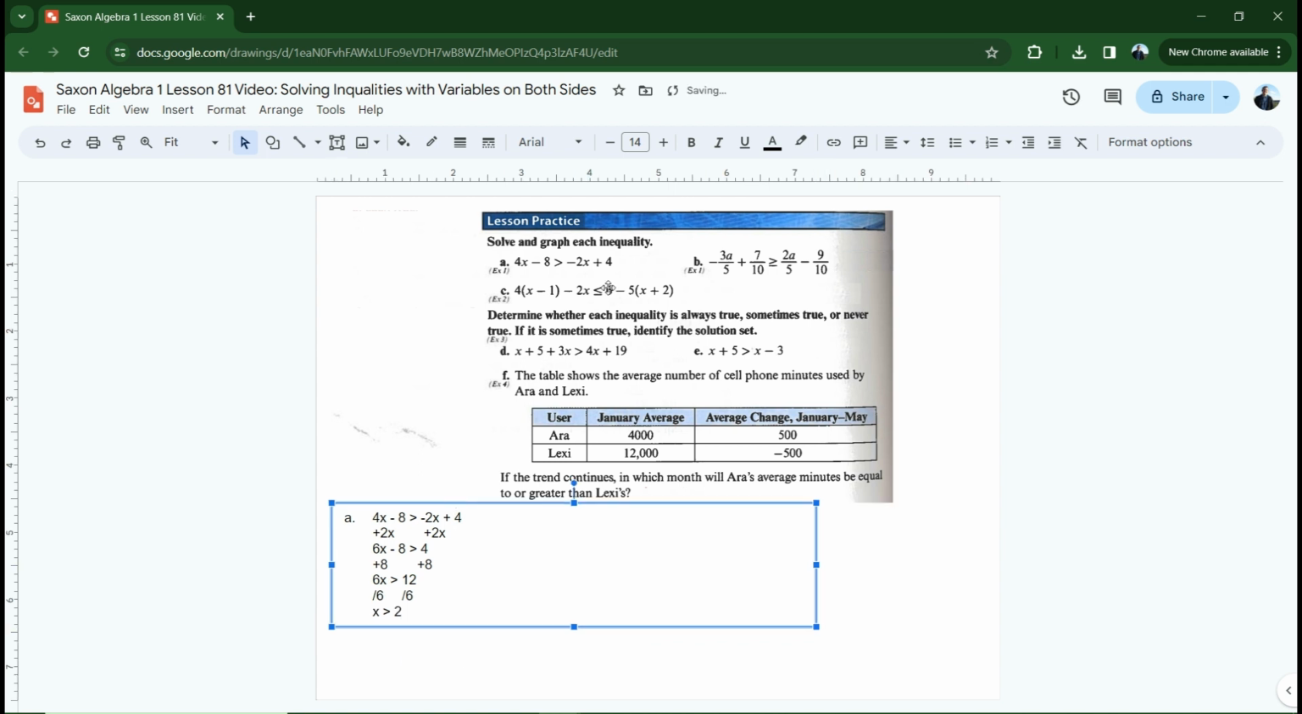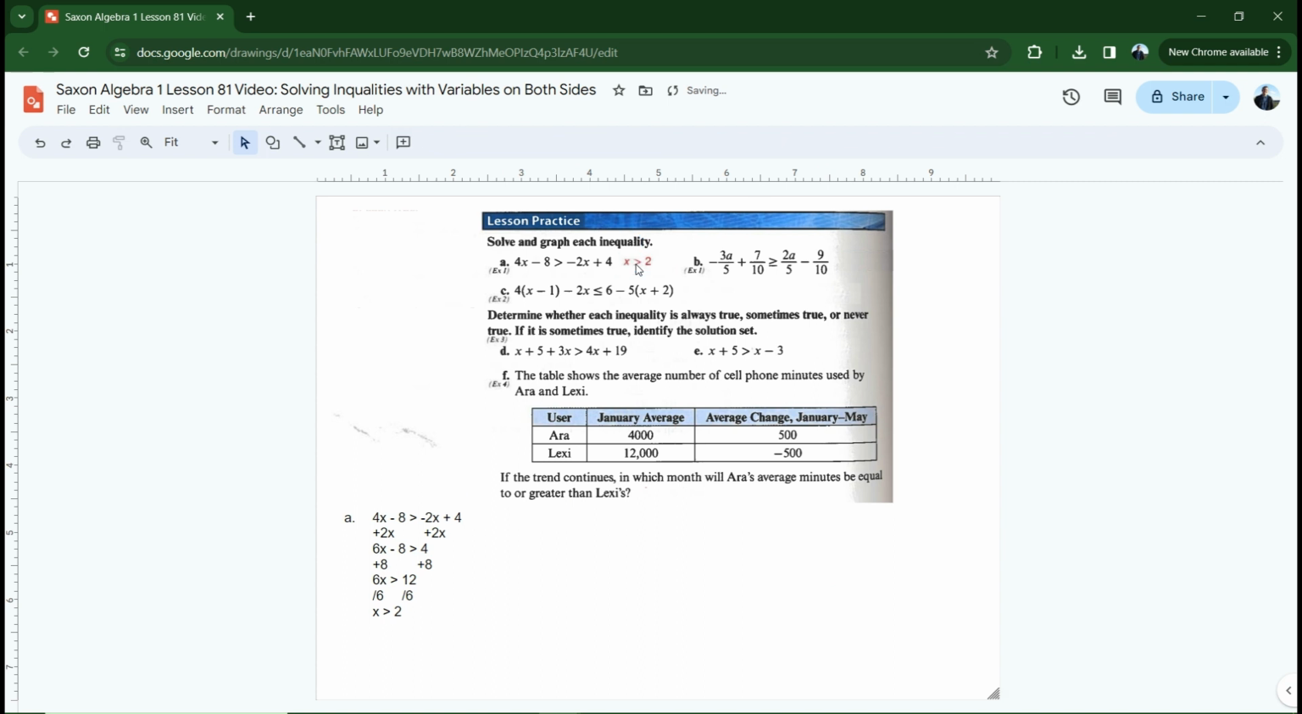Let's just see if we did it right. Here's the answer, and then we need to graph our answer in these problems as well. So for letter A, our graph looks like this. Notice that 2 is an empty circle, and then I shade everything to the right of it. All right, let's take a look at letter B.